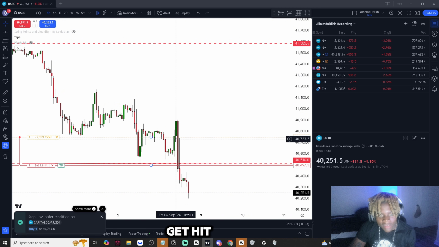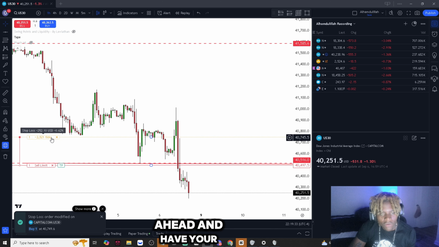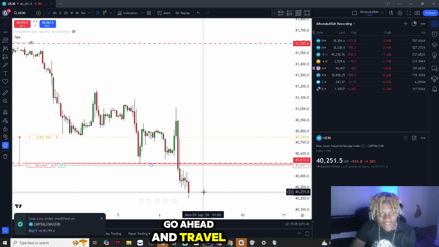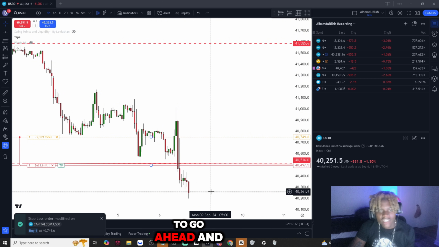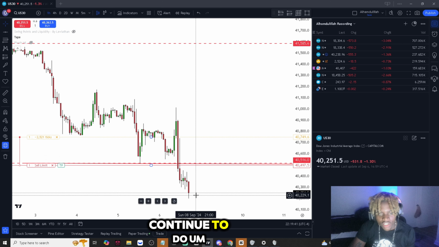Sometimes your stop loss might get hit depending on if there's news or not, so make sure you watch out for that. And then boom, go ahead and have your stop loss, and then price will travel back down once the level decides to get invalidated, right? So inshallah, that's what you guys want to continue to do.